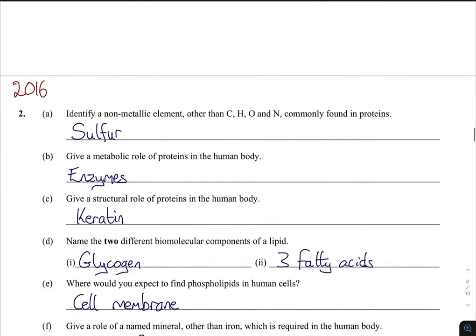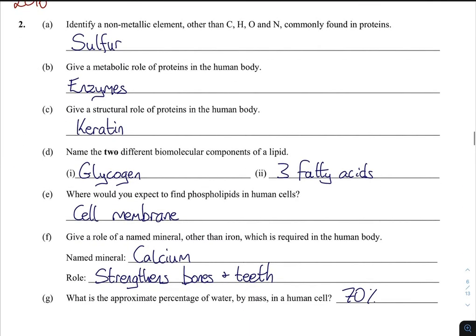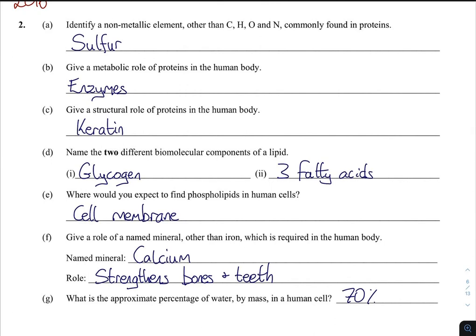Okay, 2016. We're halfway there. So, identify a non-metallic element other than carbon, hydrogen, oxygen, or nitrogen, commonly found in proteins. Sulfur. You learn it off. Give a metabolic role of proteins in the human body. Enzymes. It usually always comes down to enzymes.